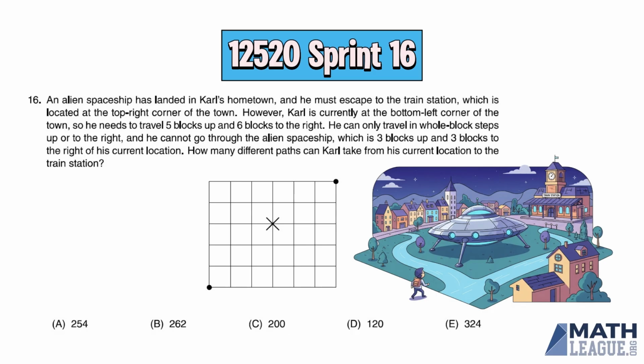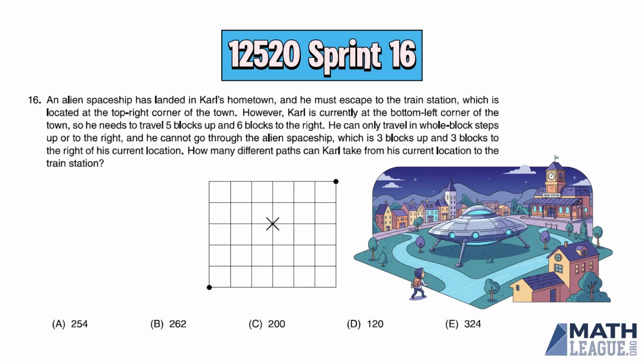However, Carl is currently at the bottom left corner of the town, so he needs to travel 5 blocks up and 6 blocks to the right. He can only travel in whole block steps, up or to the right, and he cannot go through the alien spaceship, which is 3 blocks up and 3 blocks to the right of his current location. How many different paths can Carl take from his current location to the train station?